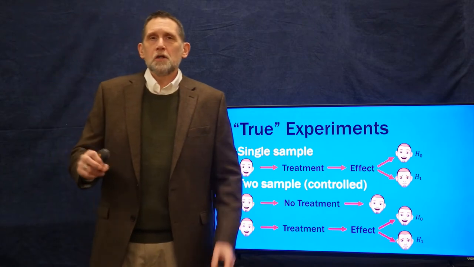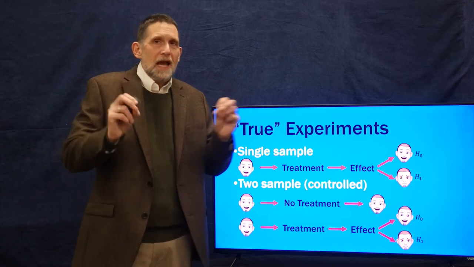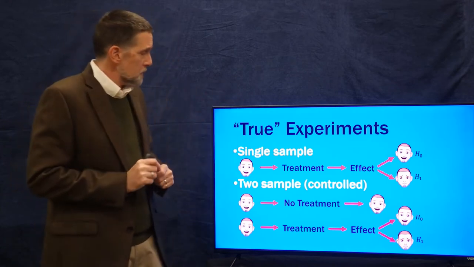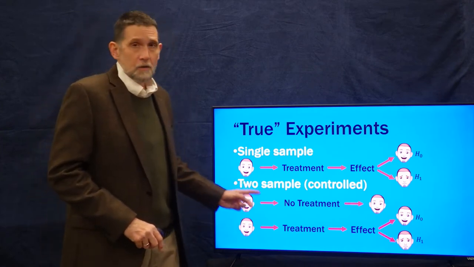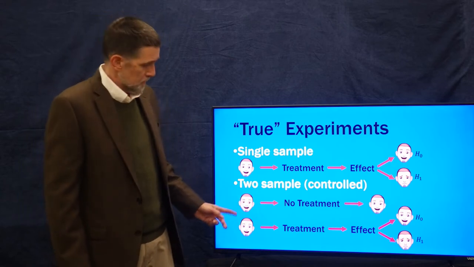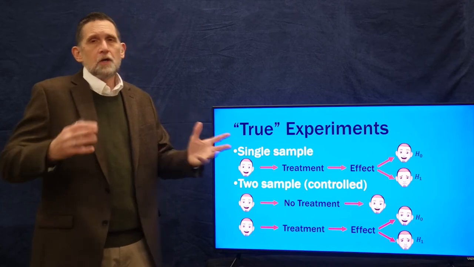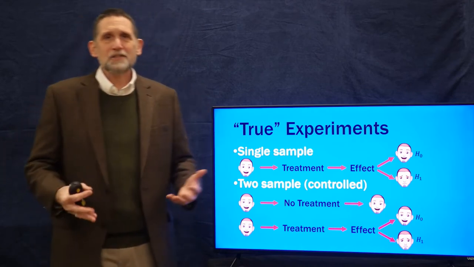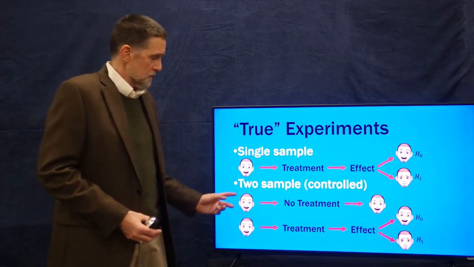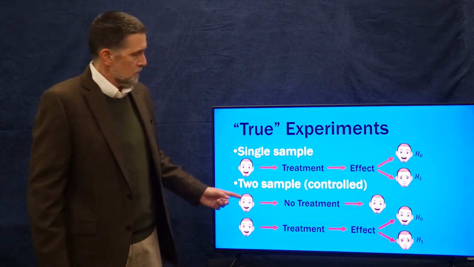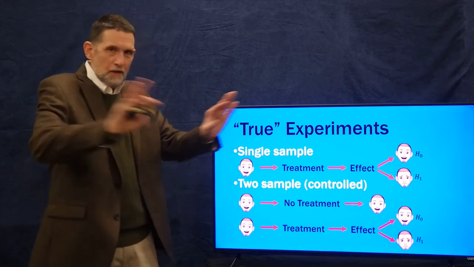A two-sample, or what's called a controlled experiment, is really the true, classic experimental setting, and this is what you have there. This is what's done in medical research, typically, where you have one sample of Happy Me, and then another sample of Happy Me. So these are people that are of the same kind. They're often called matched or paired because they have the same characteristics. They're all Happy Me's. One group does not receive any treatment. They just are left alone.